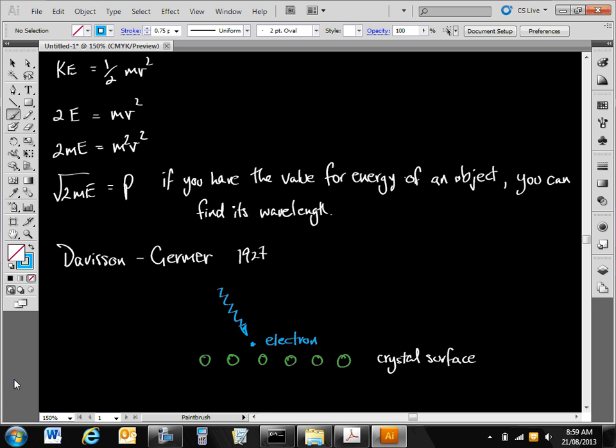The electron was behaving as a wave, of course. They wanted to see the results by putting screens around this experimental setup. So this is a crystal surface. It was actually nickel, and using nickel, they knew these distances here. They knew very specifically what these were. I think they're about 2.15 by 10 to the minus 10 meters. I'll check that in a second.